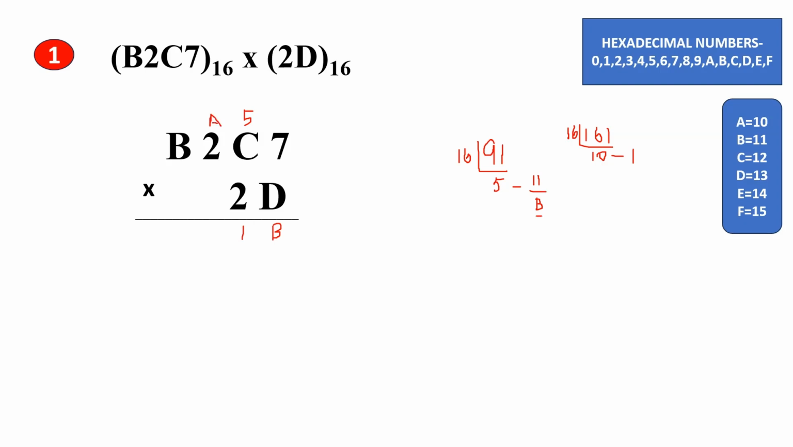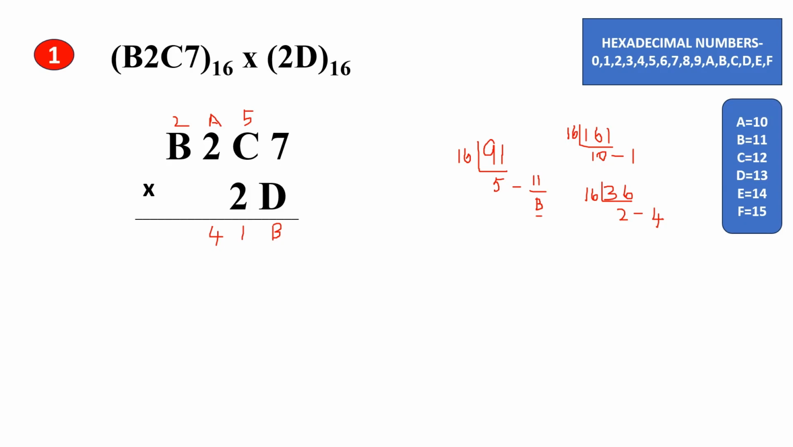Then multiply D with 2. So 13 into 2 gives us 26. Then we are adding it with A. A means 10. So we get 36. To make it a hexadecimal, divide by 16. So you get the quotient 2 and the remainder is 4. So write the 4 here and 2 as the carry.